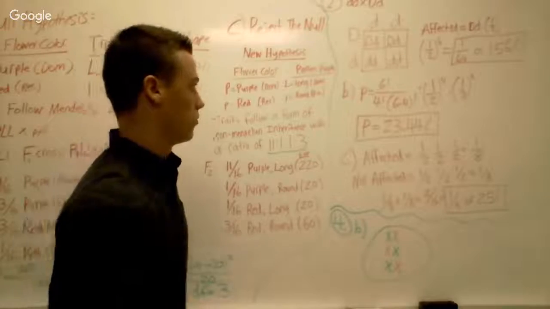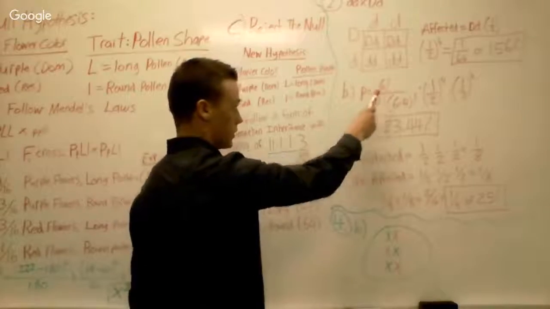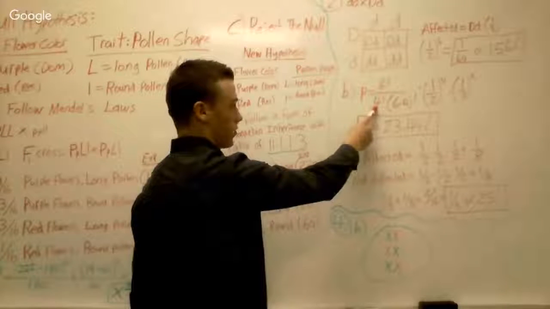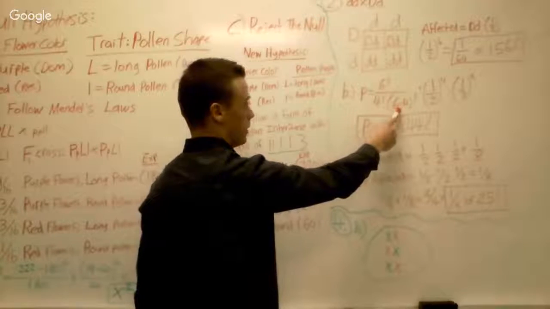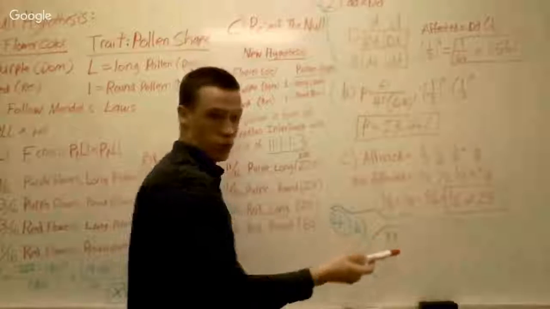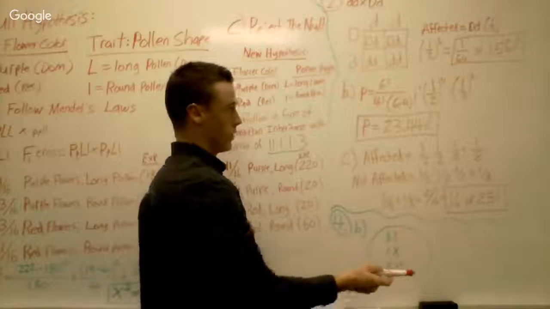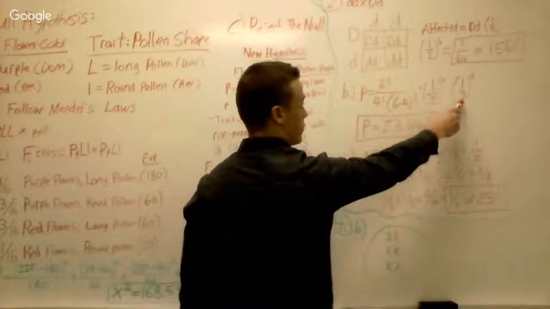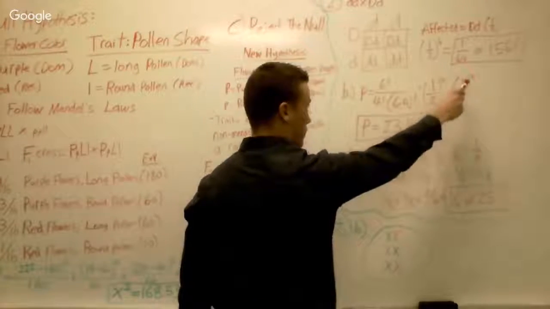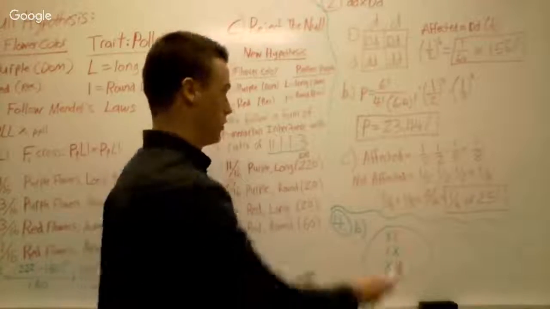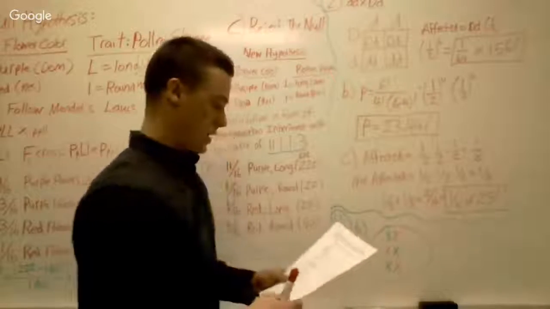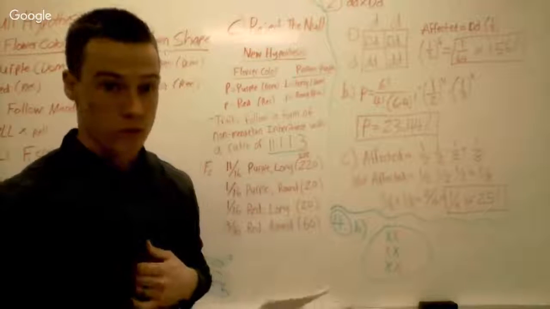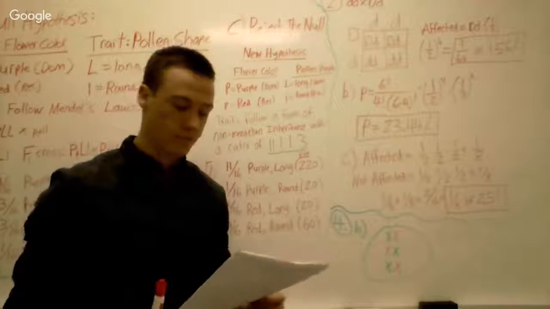So here we use the binomial expansion equation. We have 6 factorial, the number of total events, over 4 factorial, the number of unaffected, times 6 minus 4, so 2 factorial, the number affected, times the probability of those who aren't affected to the 4th, times the probability of those who are affected to the 2nd, because those are the numbers of those events. When you do the math on that, you get P equals 23.44% chance of that happening.